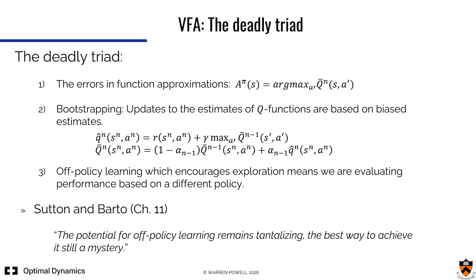That's called bootstrapping. And then finally, off-policy learning means that the way that you're choosing these actions is with some exploration policy or some way to encourage that you're visiting all the states. The three of these together are just a killer. When you have to deal with all three of these, it just doesn't work. And so Sutton and Barto in their second edition have this quote: "The potential for off-policy learning remains tantalizing. The best way to achieve it is still a mystery." The problem is, if you don't use off-policy learning, how do you do learning? How do you force it to visit other states?